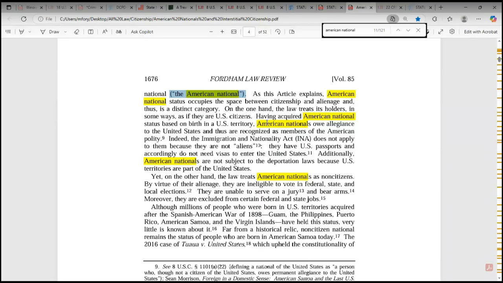It says, as this article explains, American national status occupies the space between citizenship and alienage, and thus is a distinct category itself. On the one hand, the law treats its holders in some ways as if they are U.S. citizens, having acquired American national status based on birth in a U.S. territory. What did they just say? Having acquired American national status based on birth in a U.S. territory, American nationals owe allegiance to the United States and thus are categorized as members of the American polity.